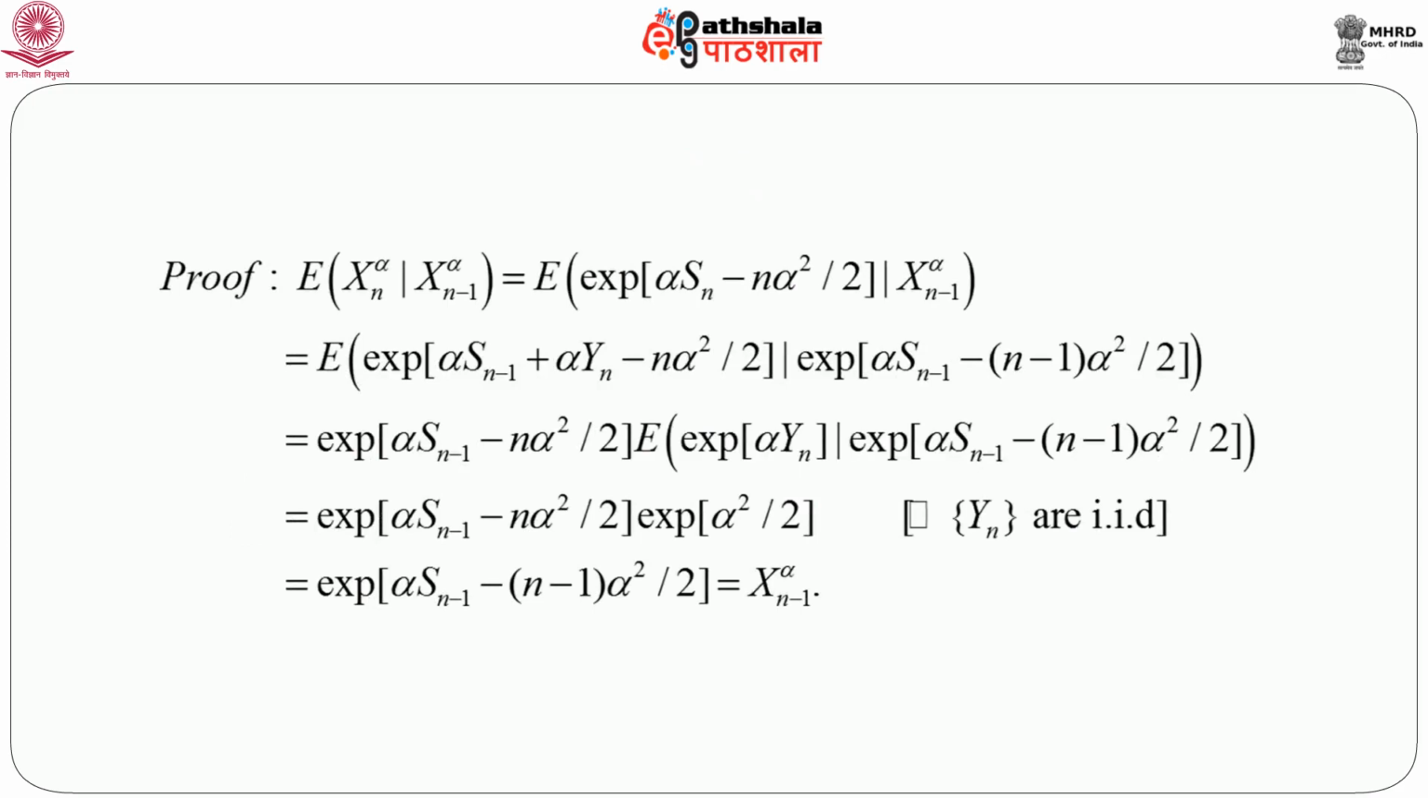Let us consider another example which is directly related to a particular random variable. We are all familiar with the normal distribution. So let us consider Y_n to be a sequence of IID, independently and identically distributed, normal (0,1) variables. Now if we define S_n equals summation k equals 1 to n of Y_k, then naturally the sequence S_n is not independent; the S_n for different values of n are not really independent. And we define X_n^alpha equals exponential of alpha S_n minus n alpha squared by 2.